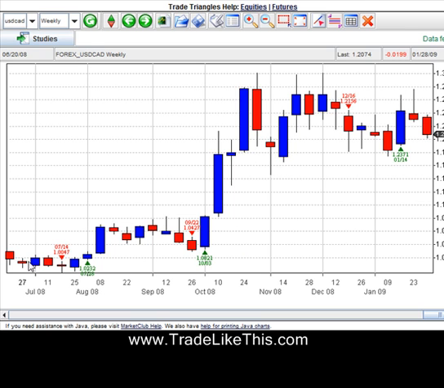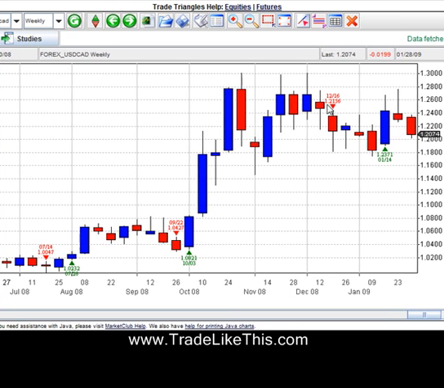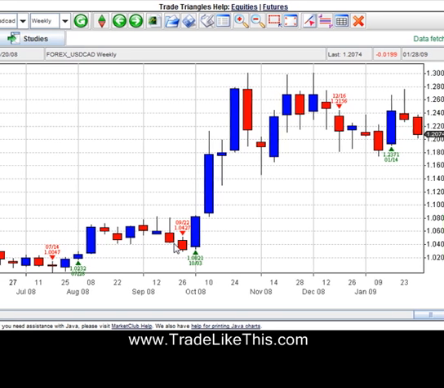As you can see, the market on the US Canadian dollar back in July was around 1.02. It came up to 1.28 and settled down in the 120 area. So there was a decent run. There was some choppiness. There was some choppiness down here.